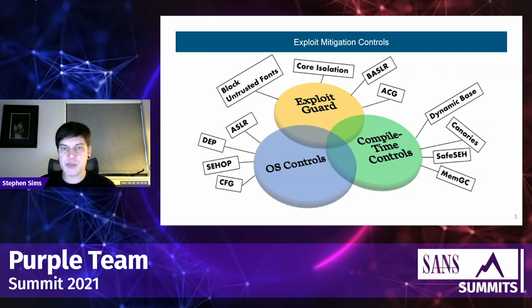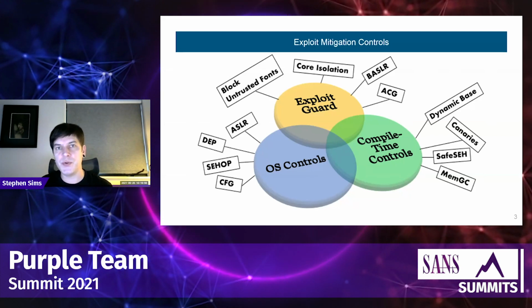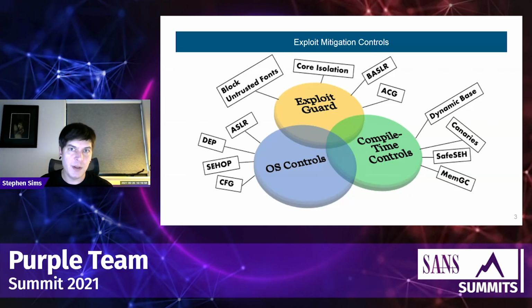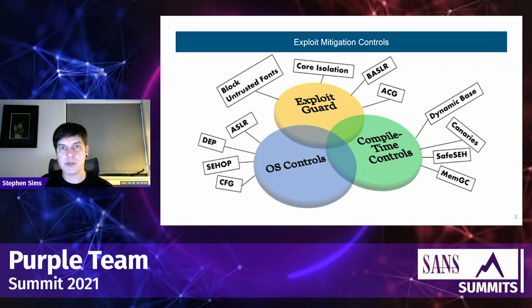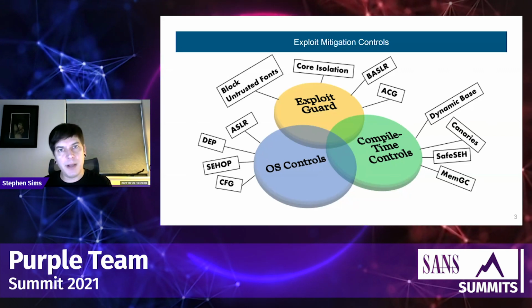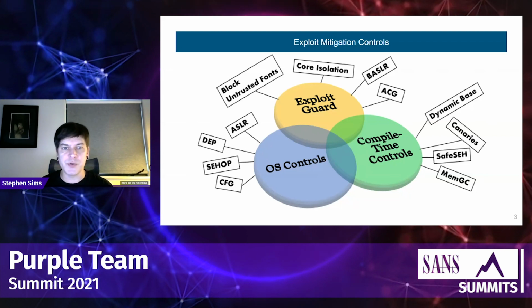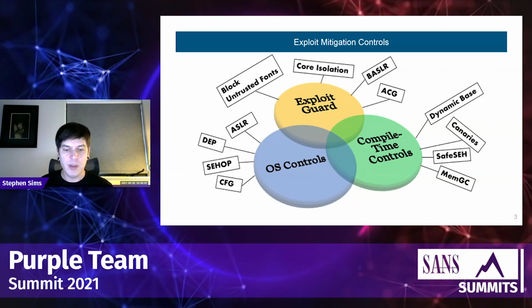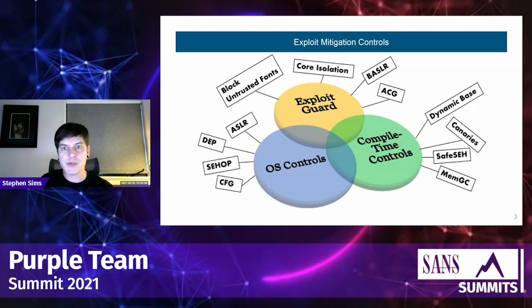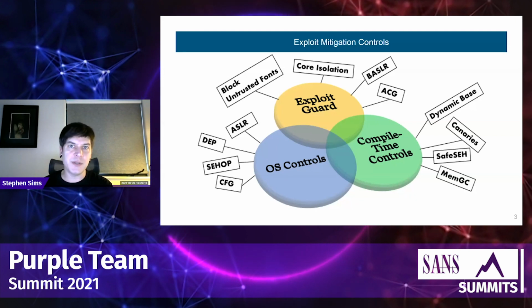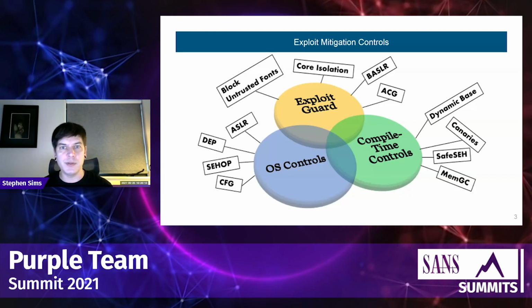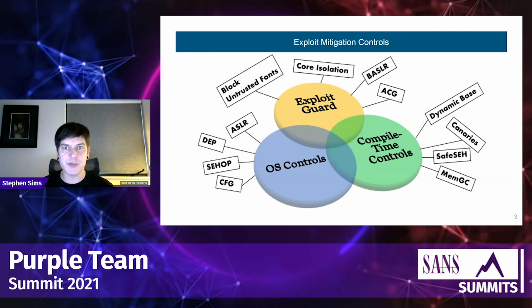On the slide here, this isn't anything official, but you've got operating system controls, which are controls that must be supported and enforced by the operating system itself. Then you've got compile time controls. So a lot of the controls like Control Flow Guard, for example, are required to be supported by the OS, and have to be compiled into every module. So there's a relationship there oftentimes.